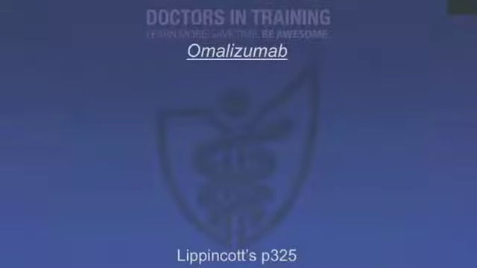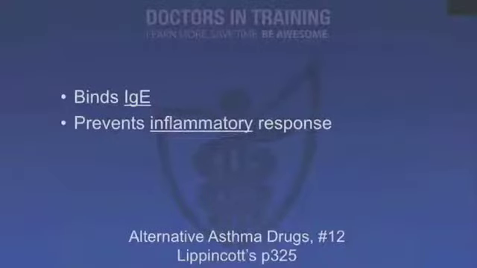And then the last medication I'd like to talk about is another one of the tongue twister medications, omalizumab, and that ends in MAB, and that's telling you it's a monoclonal antibody. It binds IgE and prevents inflammatory response in the lungs. It works very, very well. It's very expensive. So you won't see it used very often, and it's reserved for very severe asthmatics, but you definitely should know the mechanism of action.